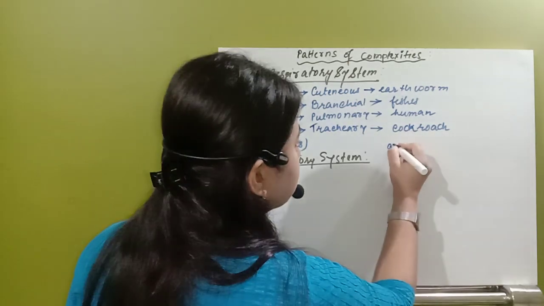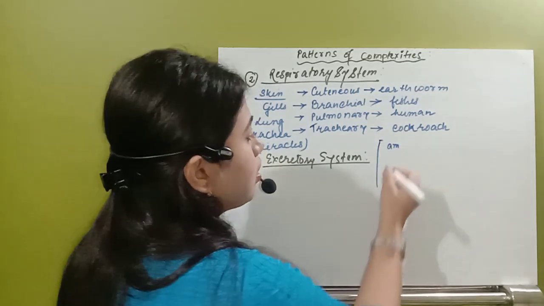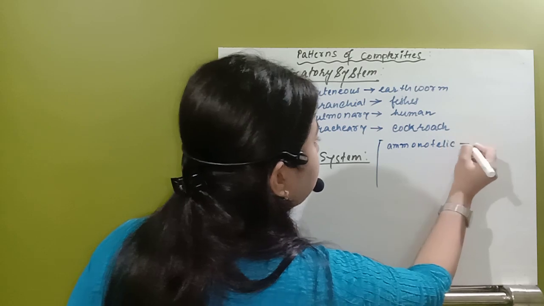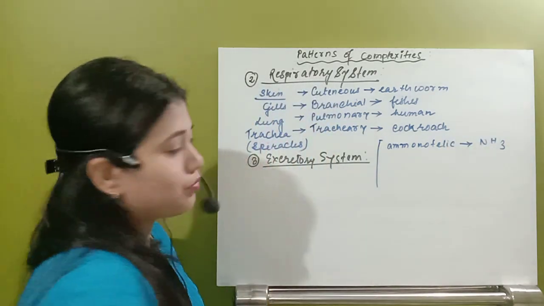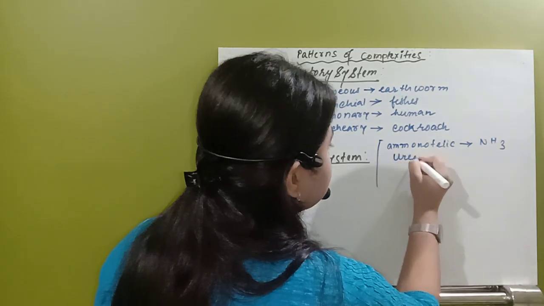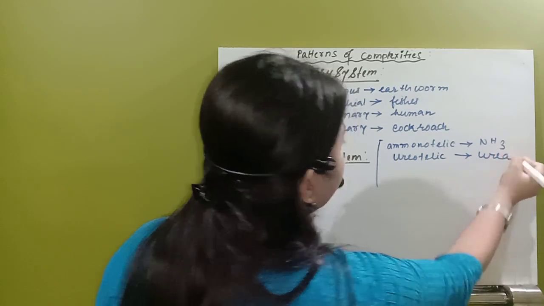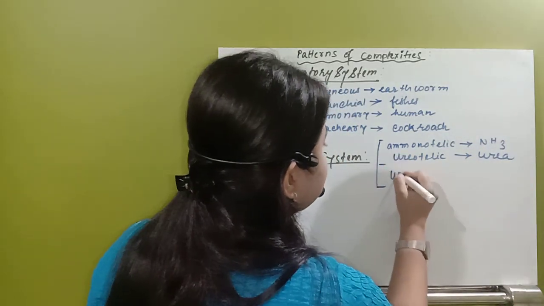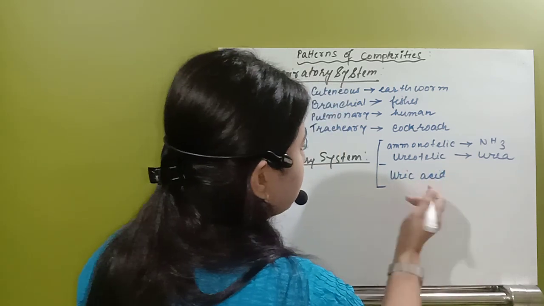So first of all, depending upon the waste product, this is a different type. Ammonotelic means those organisms where the waste product is ammonia, known as ammonotelic organisms. Some of the organisms are known as ureotelic, that means in those organisms the waste product is urea. In some other organisms the waste product is uric acid. So uric acid is also present in some of the organisms.